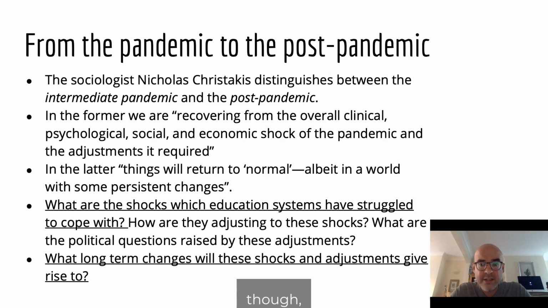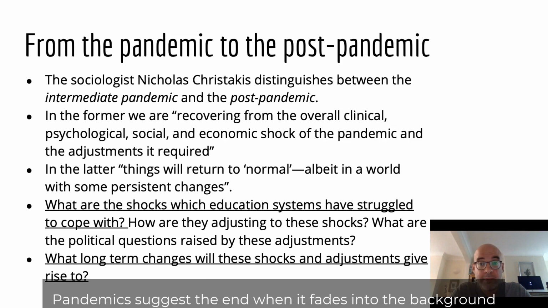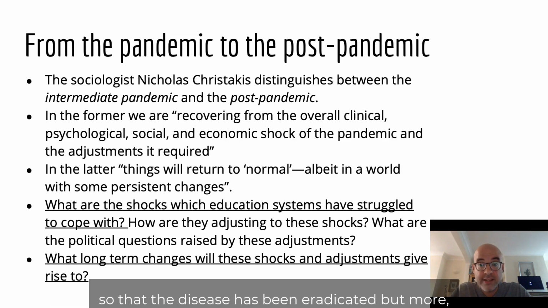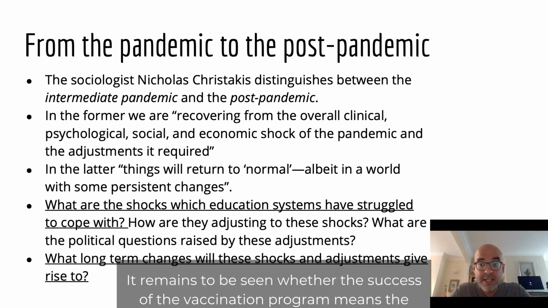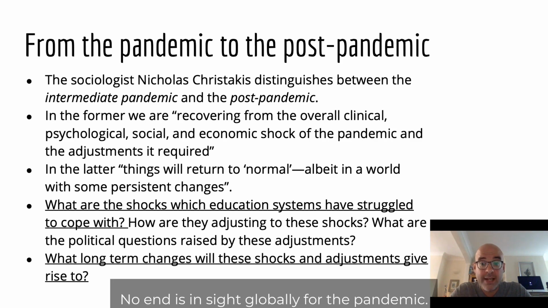An obvious question to ask, though, when we talk about the pandemic and where it's leading us is, when will the pandemic end? The histories of past pandemics suggest they end when it fades into the background for the majority of people within a particular community. Less so that the disease has been eradicated, but more that the sense of crisis has passed, and the remaining risks fade into the background alongside other risks we negotiate in everyday life. It remains to be seen whether the success of the vaccination programme means the UK is nearing this point, though we should note that no end is in sight globally for the pandemic.